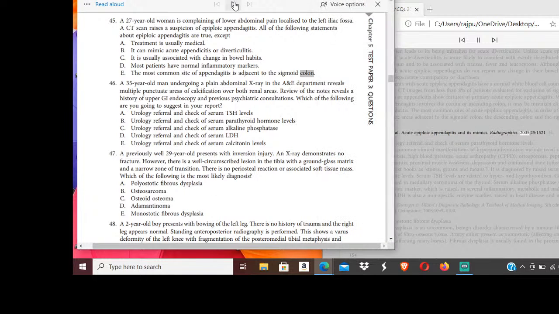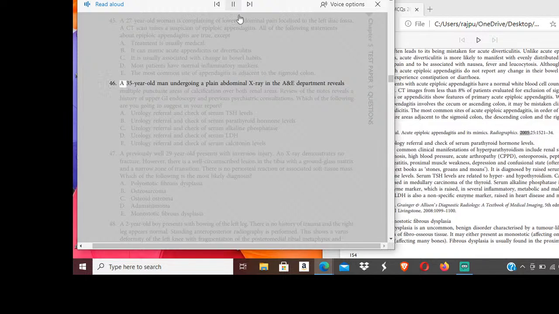Radiographics. 2005. 46. A 35-year-old man undergoing a plain abdominal X-ray in the A&E department reveals multiple punctate areas of calcification over both renal areas. Review of the notes reveals a history of upper GI endoscopy and previous psychiatric consultations. Which of the following are you going to suggest in your report? A. Urology referral and check of serum TSH levels. B. Urology referral and check of serum parathyroid hormone levels. C. Urology referral and check of serum alkaline phosphatase. D. Urology referral and check of serum LDH. E. Urology referral and check of serum calcitonin levels.